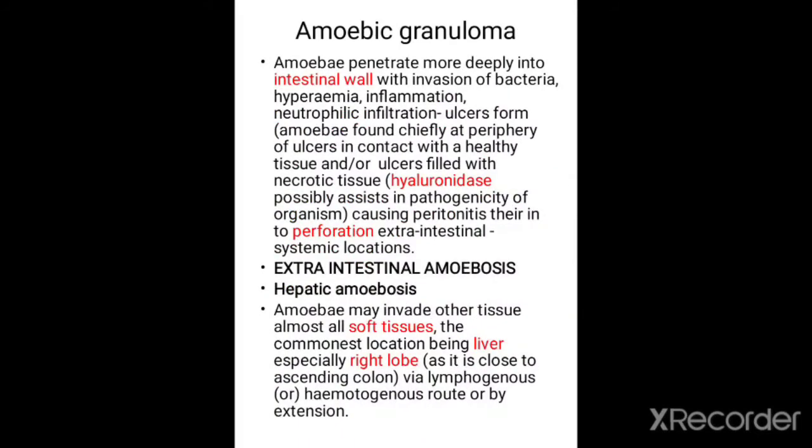The next form of the disease is amoebic granuloma, in which amoeba penetrate more deeply into the intestinal wall with invasion of bacteria, hyperemia, inflammation, and neutrophilic infiltration, which leads to the formation of ulcers. In severe cases, perforation of the intestinal wall will happen and that will cause extraintestinal systemic disease or systemic amoebiosis along with peritonitis.